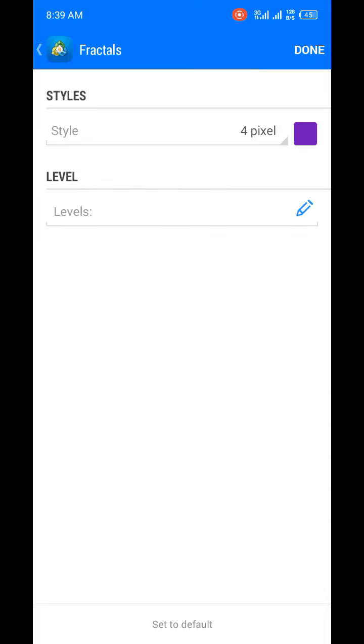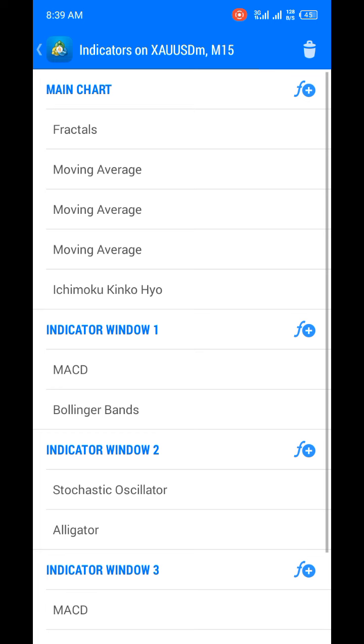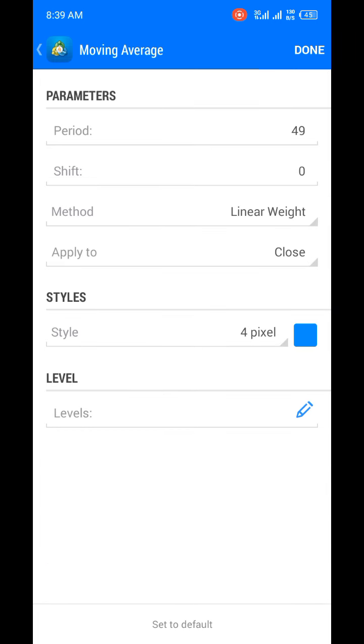We have fractals to highlight the low or the high, support or resistance points. Now this moving average, we have 49 period. Period is 49, shift is 0. Method is linear weighted, applied to close.